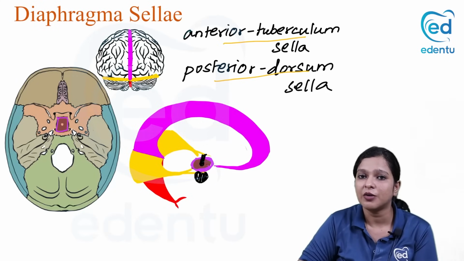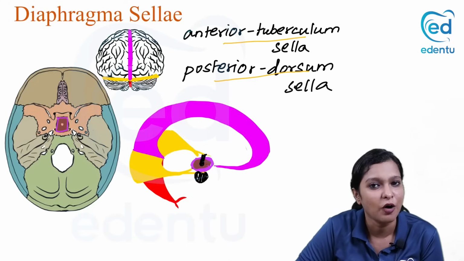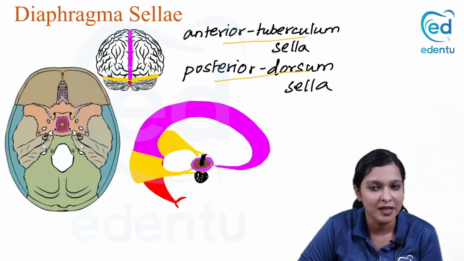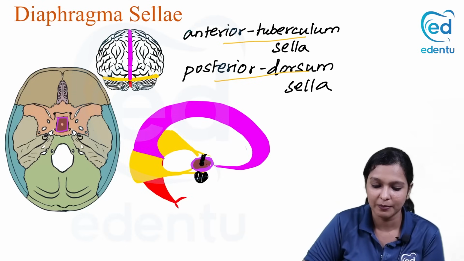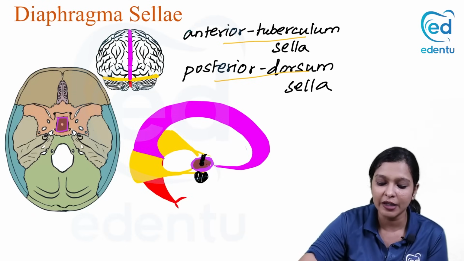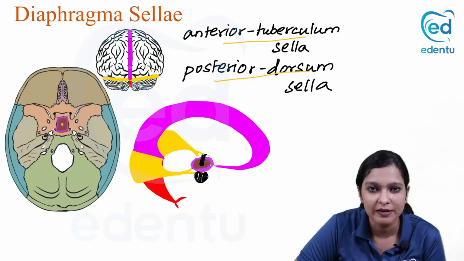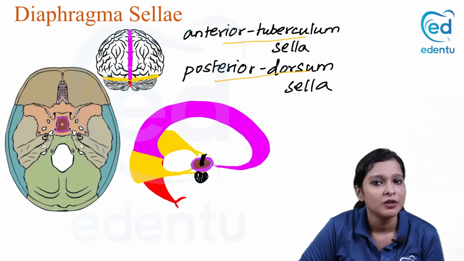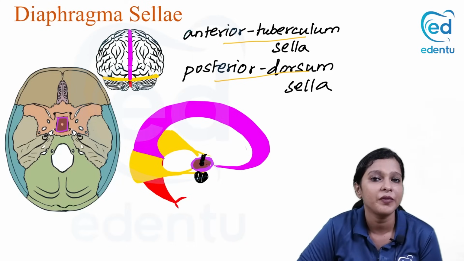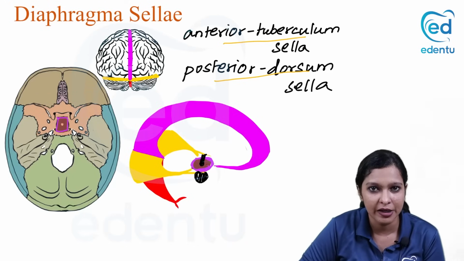So, what are the dural folds? We have four folds: falx cerebri, tentorium cerebelli, falx cerebelli, and the diaphragma sellae. Related to each of these folds, there are dural venous sinuses. What are the dural venous sinuses? What is the purpose? So that the venous blood in the cranial cavity can be drained into them.